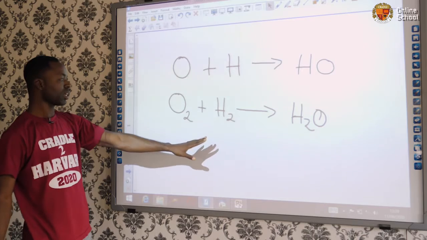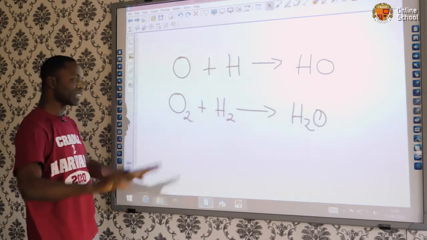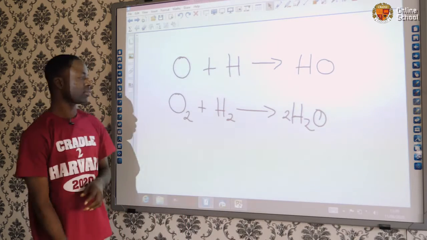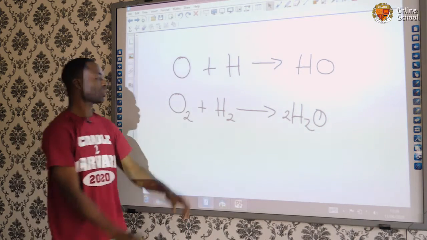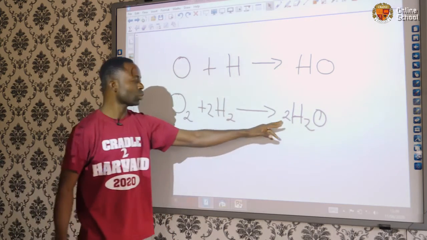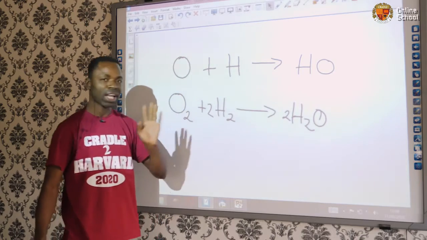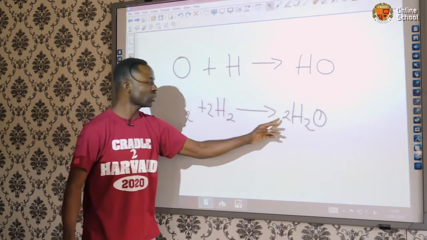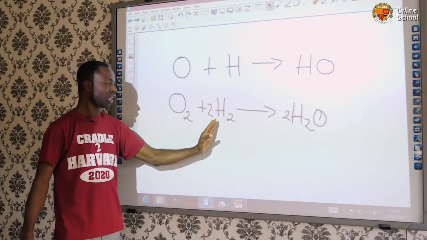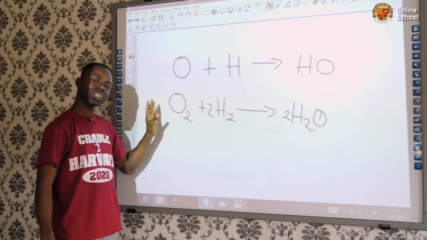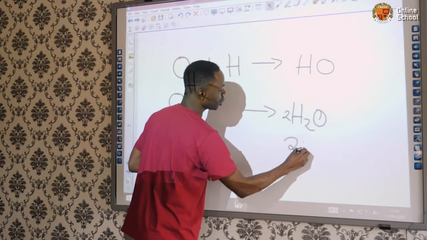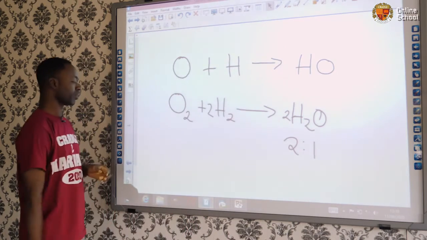It is not balanced. So in order for us to balance this equation, simply we add 2 here. That is 2. Oxygen is 2. Then you also add 2 here. Did you get that? 2 times 2 is 4 atoms of hydrogen, and these 2 affect the oxygen here. Now, we have 4 atoms of hydrogen here, and we have 2 atoms of oxygen here. This is in the ratio of 2:1. Very simple.